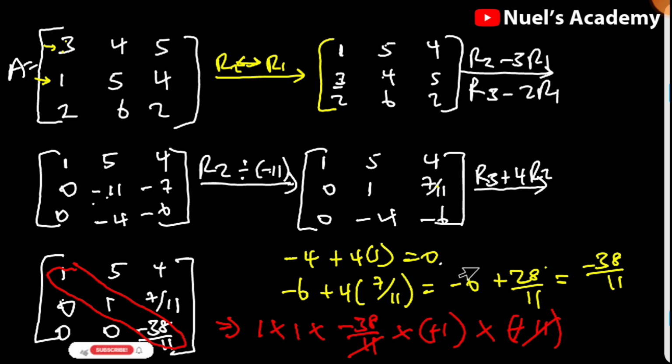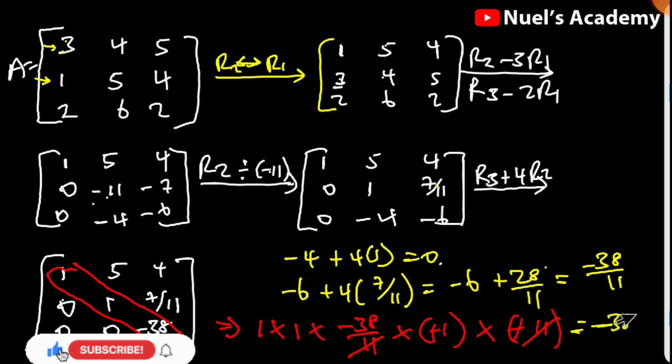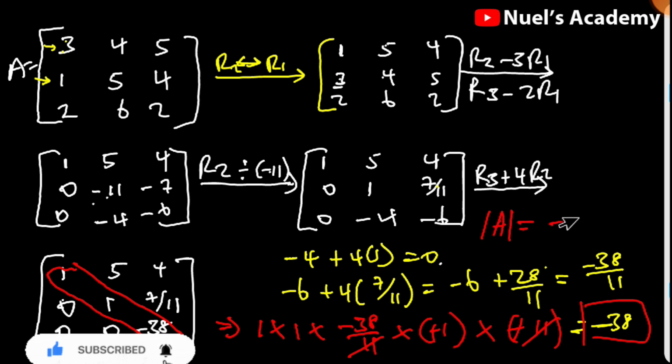So this is going to give us negative 38 as our answer. Or let me write to say that the determinant of A is equal to negative 38 using row echelon form. So let's solve this final question.